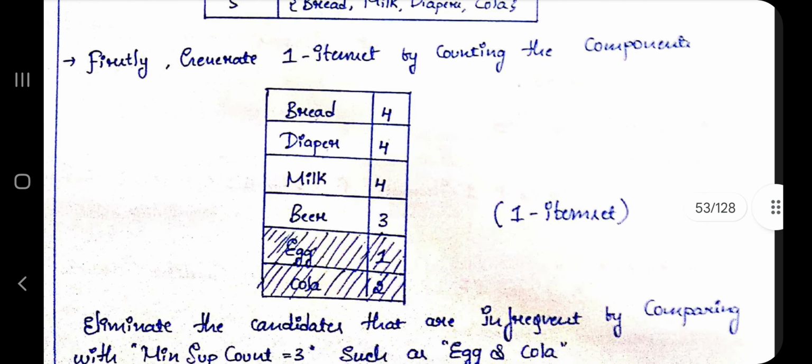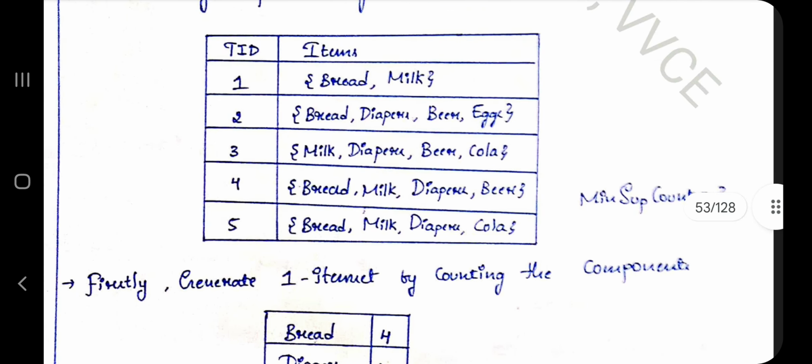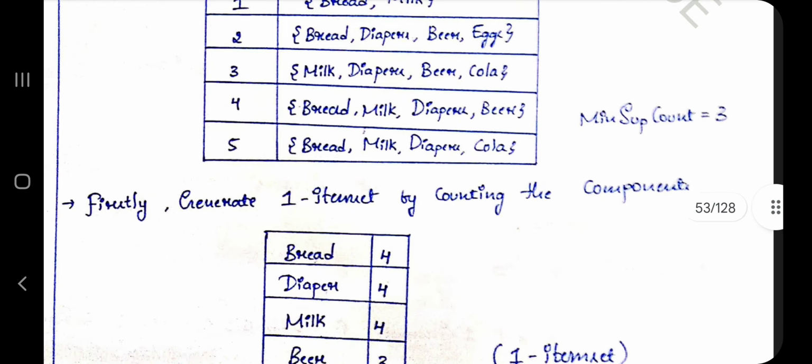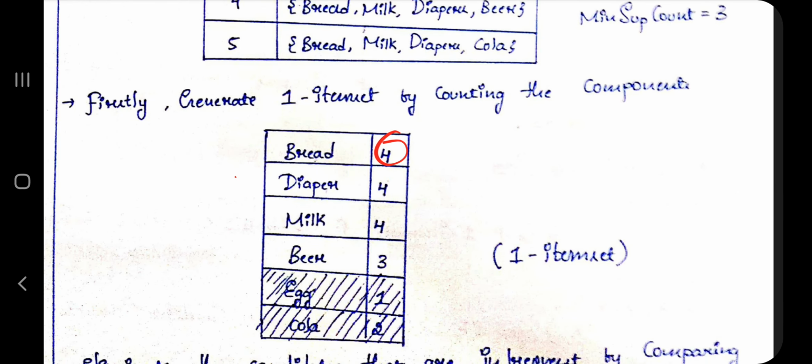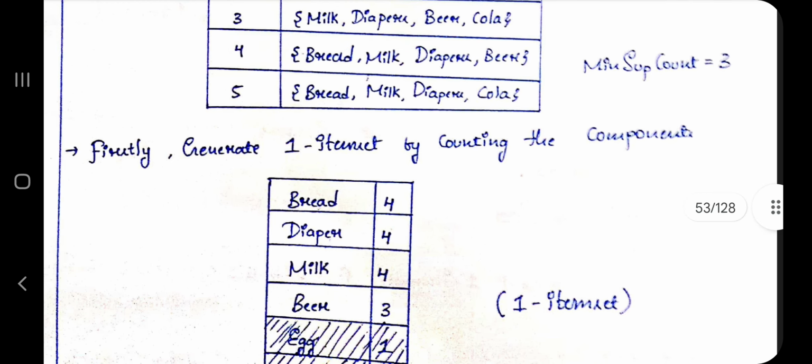After you have written those, what you are supposed to write is the frequencies of them, meaning how many times bread has appeared. Count and tell me first. Bread, bread, and bread, so 4 times it has appeared, right? So you will write 4 here. Do the same thing for diaper, milk, beer, egg, and cola. After you have written this, check if it is greater than or equal to the minimum support count; pass it, otherwise delete it from the table itself.